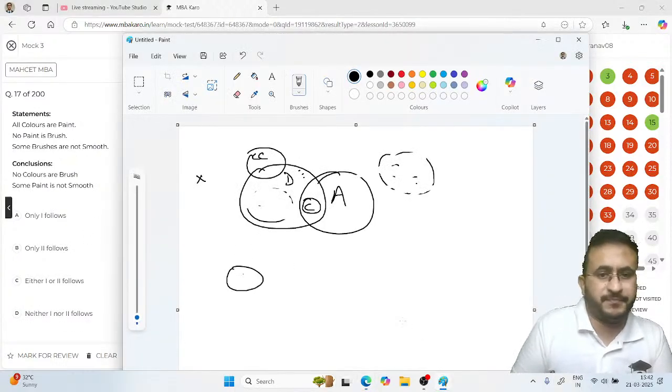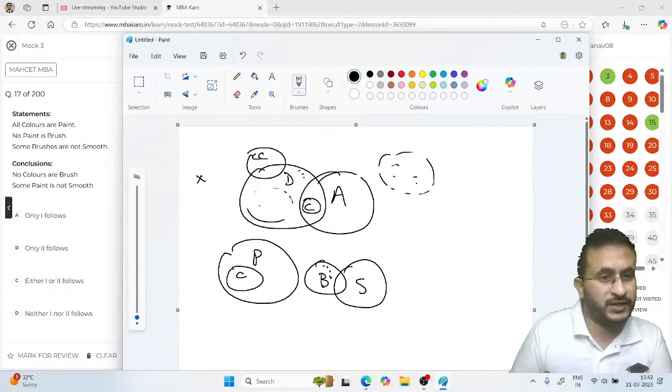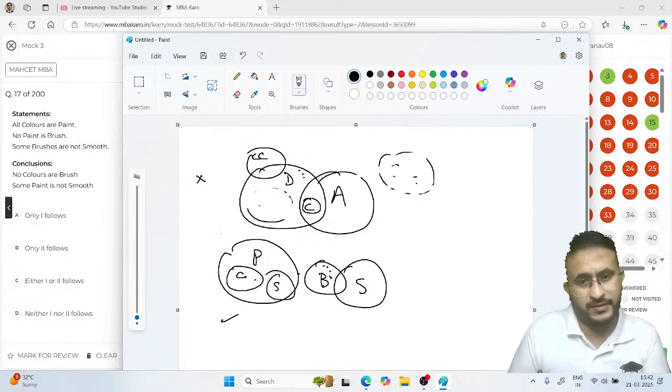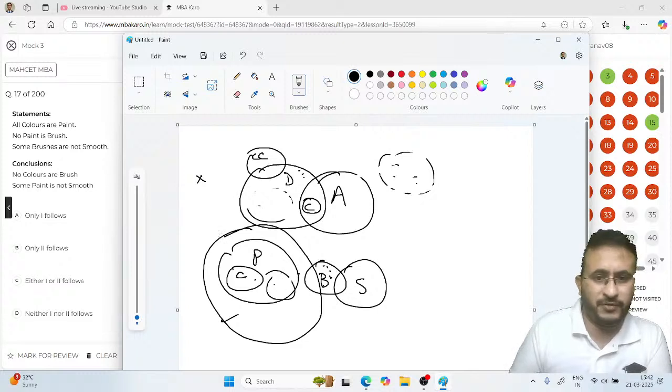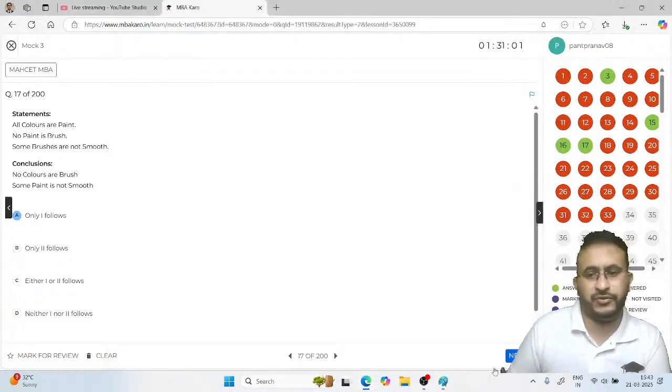All colors are paint. No paint is brush. Some brushes are not smooth. Some brushes are smooth, so these brushes are not smooth. No colors are brush, no paint is brush. So paint और brush overlap नहीं होता. First is true. Some paint is not smooth. Okay. Let us put all the smooth things here. So we are saying that some paint is not smooth, right? So to make it false, it says that all paint is smooth. So can we make smooth over here? Yes, and we can have brush over here, right? So this is a possible arrangement. So second can be false. So only one follows.